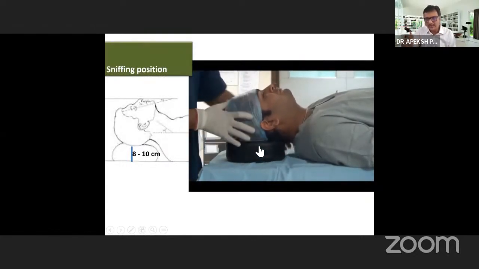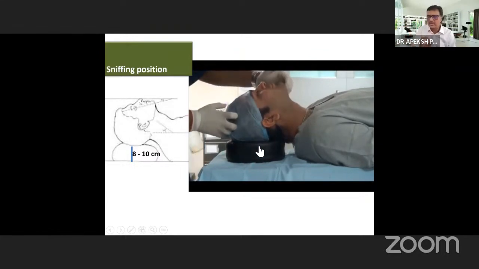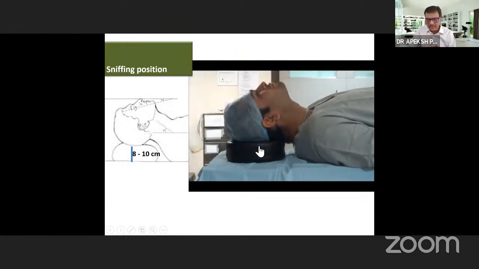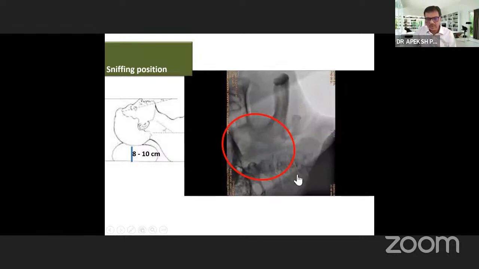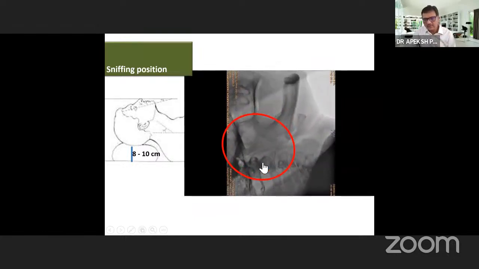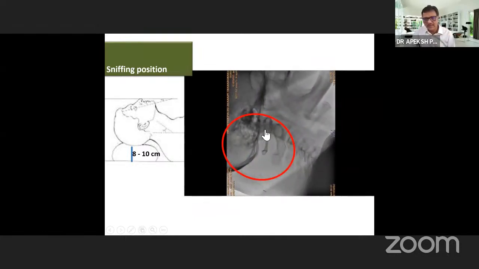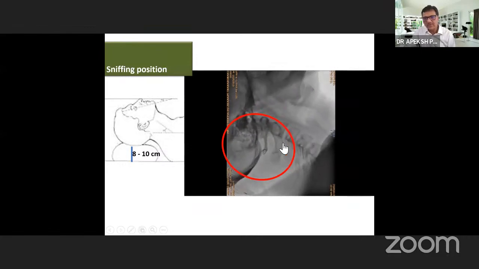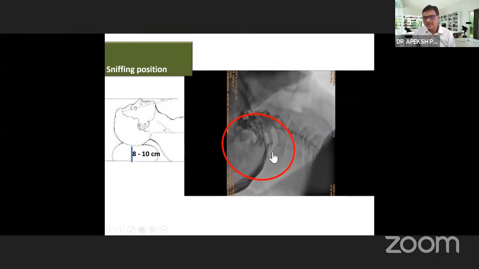So, and this face plane extension. This is actual sniffing position. And if you look at this in image intensifier view, look at this. This is flexion of the cervical spine and this will be extension of the AO joint. So to give proper sniffing position, you need to elevate the occiput at 8 to 10 centimeter height from the table and then extend the AO joint. That is actually sniffing position.